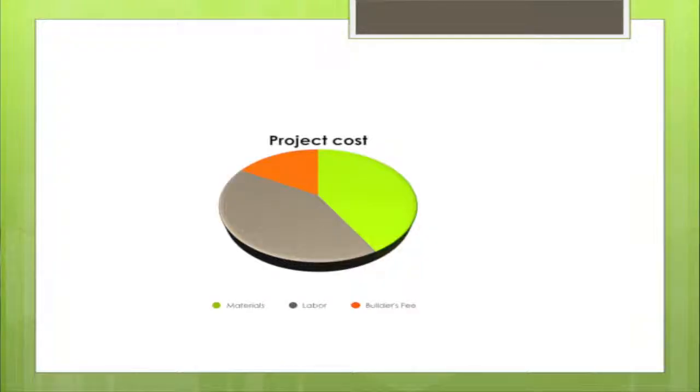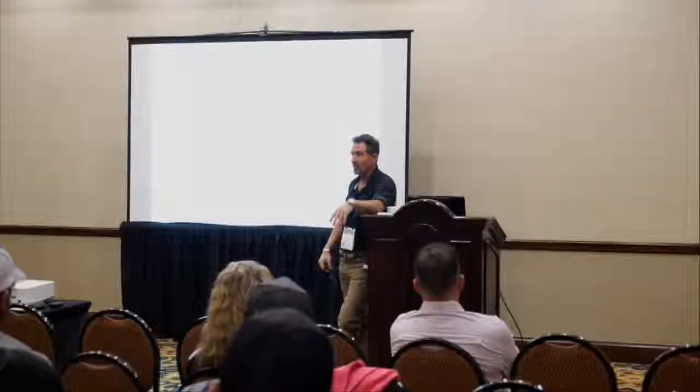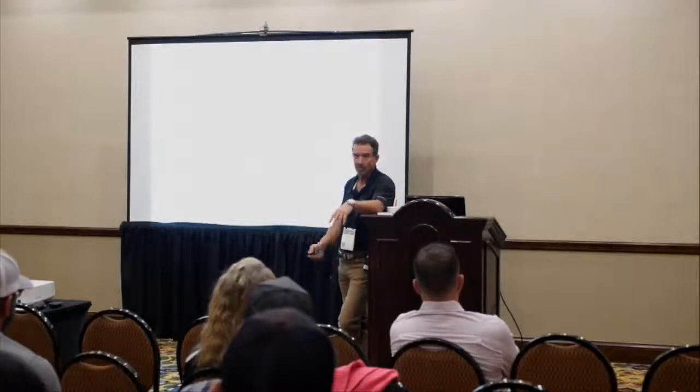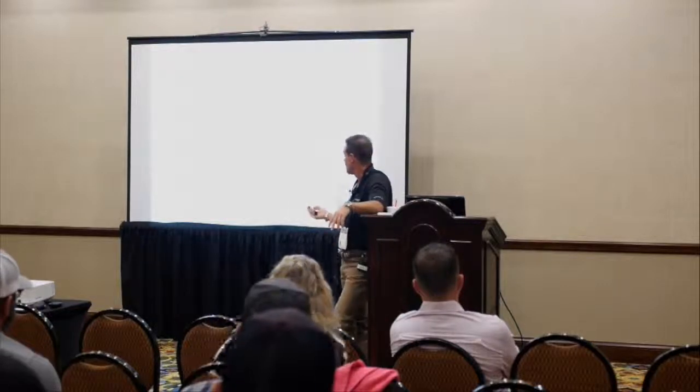So, there's your materials, there's your labor, and the orange is the builder's fee. It's built into the limits of your dwelling or the dwelling limits of liability or the building in the commercial building. It's built in. It's built into the premium.